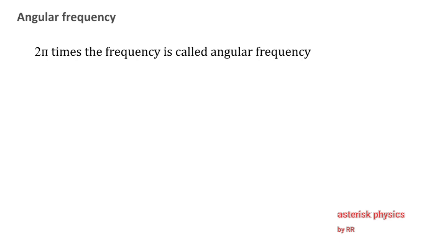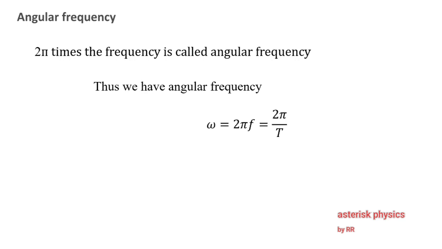The next term is angular frequency of simple harmonic motion. Angular frequency means 2 pi times the frequency. If f is the frequency, then 2 pi f is the angular frequency. We usually denote angular frequency by the term omega. So, omega is equal to 2 pi times f, where f is frequency.